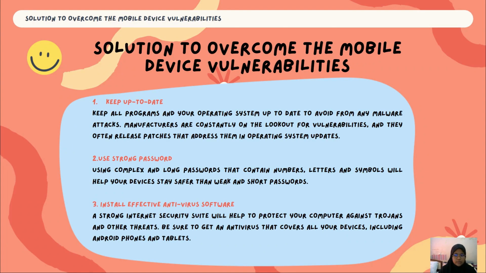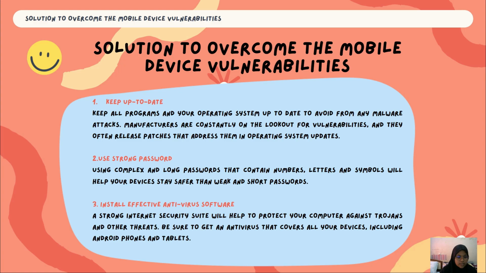Okay, solutions to overcome the mobile device vulnerabilities. The first one is keep up to date. Keep all programs and your operating system up to date to avoid any malware attacks. Manufacturers are constantly on the lookout for vulnerabilities, and they often release patches that address them in operating system updates.